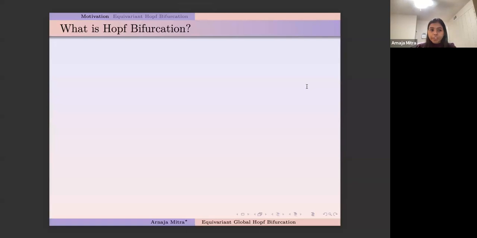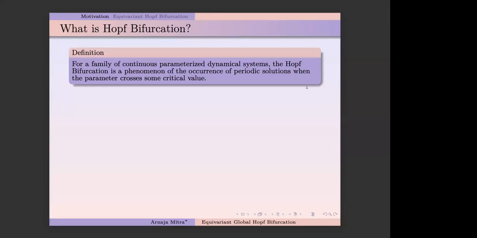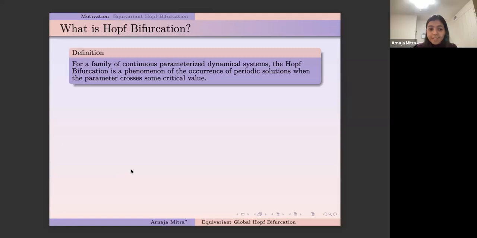What is Hopf bifurcation? If you have a parameterized dynamical system, then the Hopf bifurcation is just a phenomenon of the occurrence of the periodic solution when your parameter crosses some critical value.